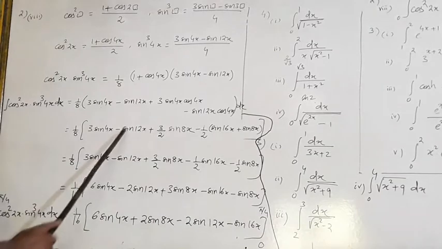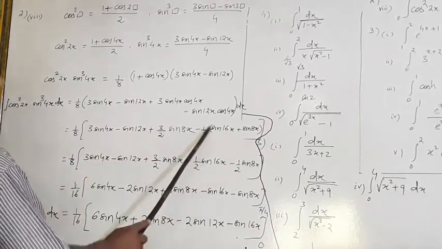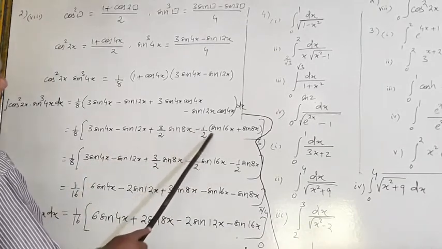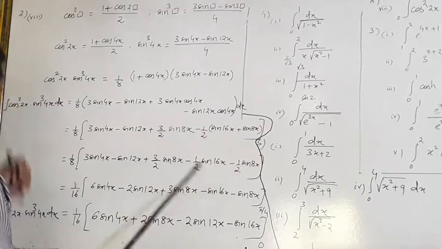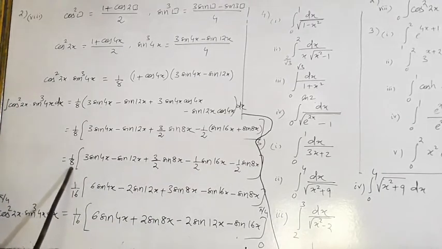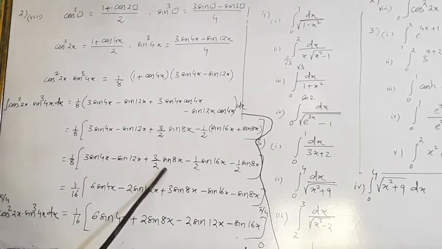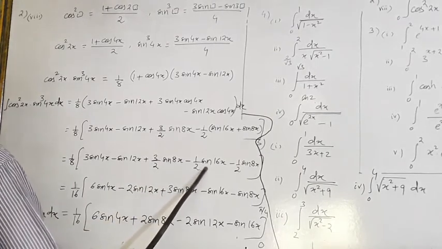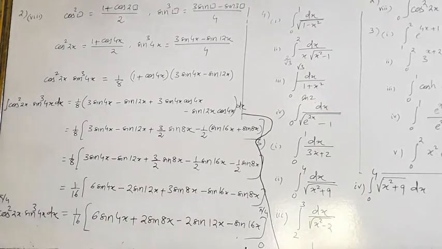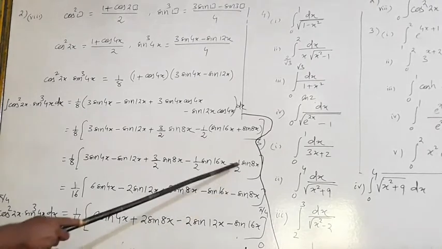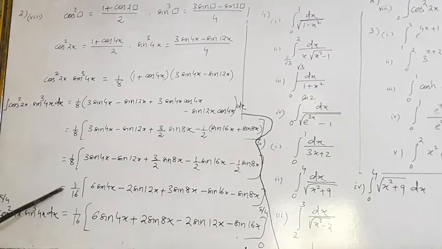Now 1 by 8, I am writing it and expanding, multiplying the half here and here. Then it becomes 1 by 16, because I am multiplying by 2 here and then by 2 there. Due to this half, it becomes 6 sin 4x minus 2 sin 12x plus 3 sin 8x minus sin 16x minus sin 8x. So this is the result.